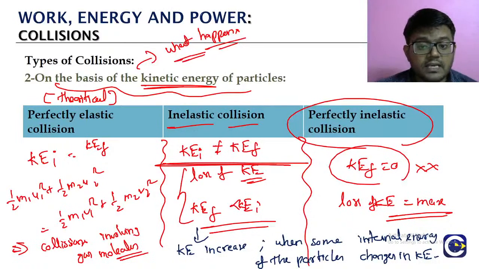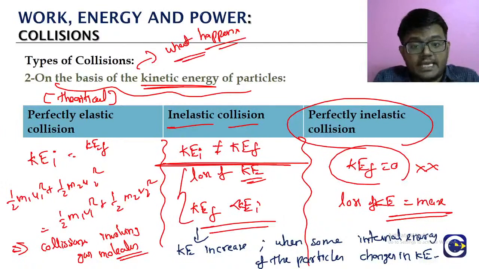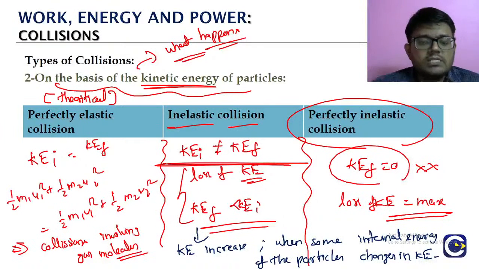But theoretically we can also have an inelastic collision where the final kinetic energy is more than the initial kinetic energy. Then we see that during the collision time, some of the internal energy of the particles, like the chemical energy form, is going to change into kinetic energy form. If that is happening, then we can have that situation. Okay, so this is the classification.